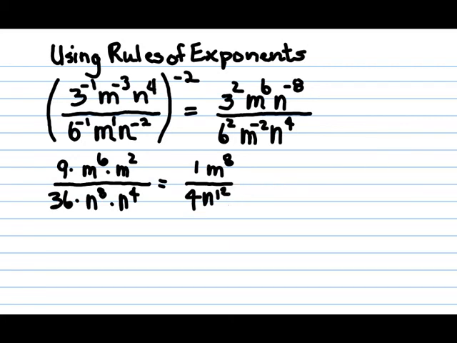So you could write it as 1 m to the 8th over n to the 12th, or you could write it as m to the 8th over 4 n to the 12th. Either way is fine. So those are the rules for using exponents in simplifying monomial expressions.